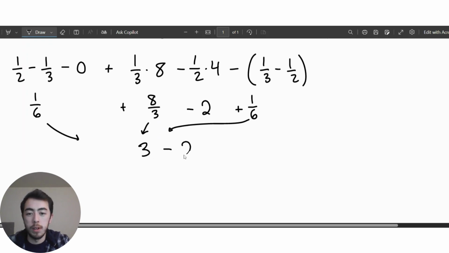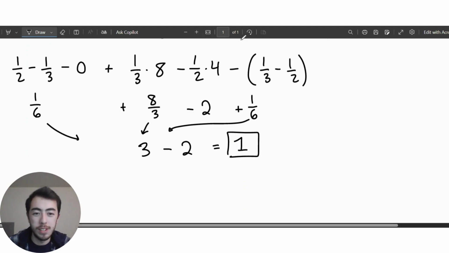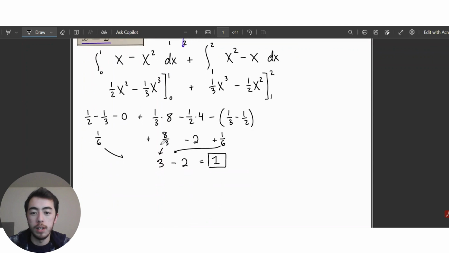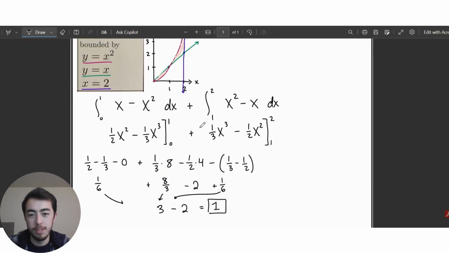So then I take my 3, subtract it by 2, and I just get the number 1, which is today's date. That means I've solved this problem. Got it. So these two areas together combined give me the number 1.